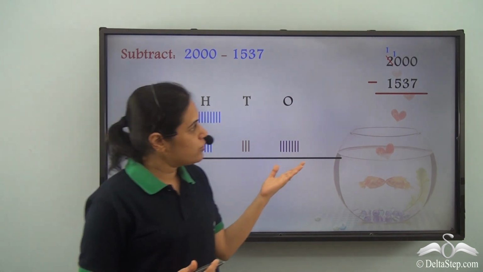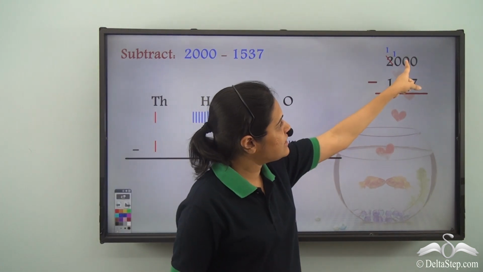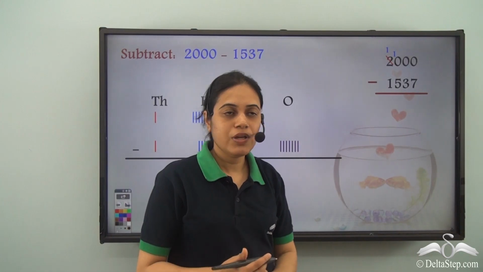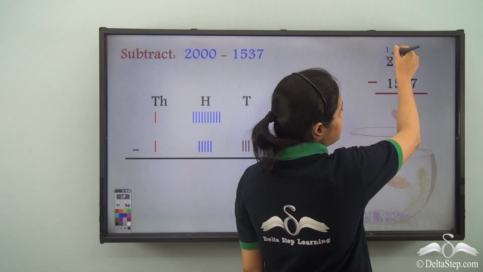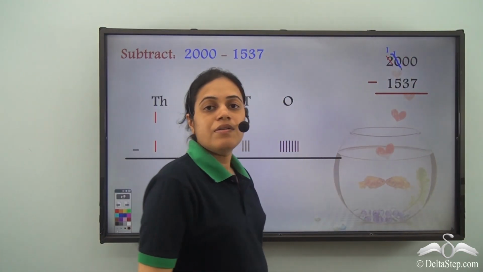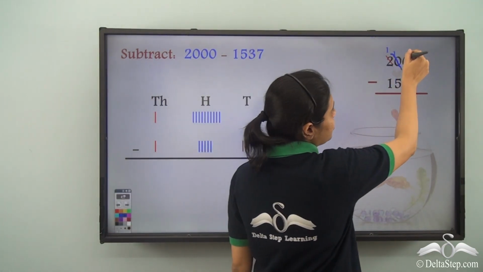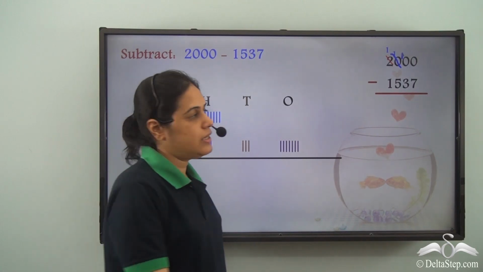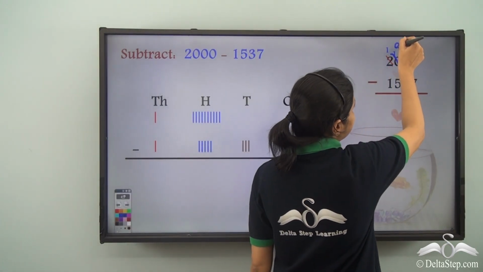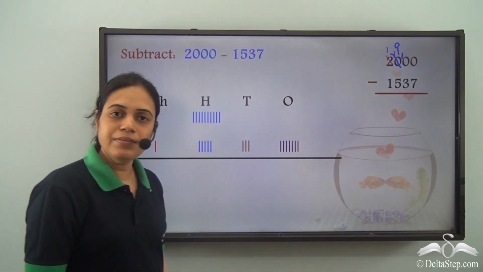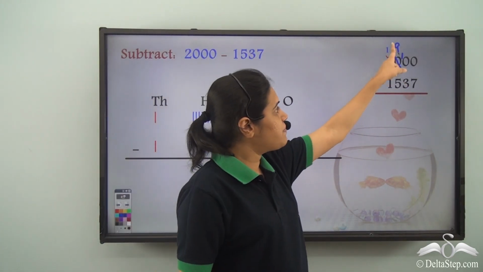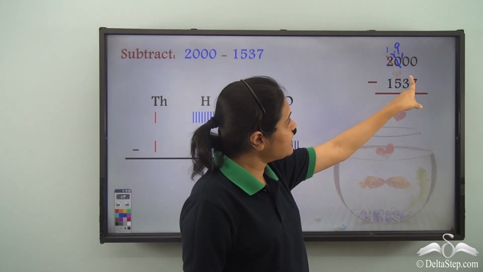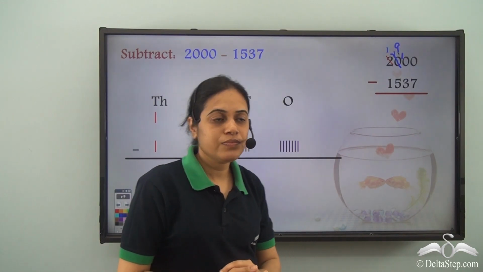Now what do we do? Again, I see that the tens place is 0. So this 10 will give 1 to this 0. So the tens place will have 10 and the hundreds place will decrease by 1 and become 9. So the hundreds place has 9 and the tens place has 10 now.